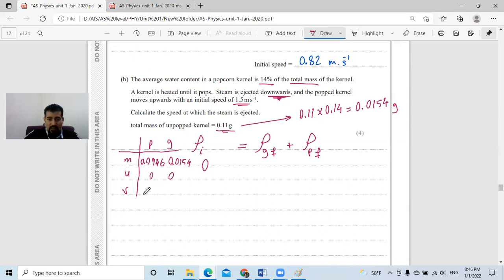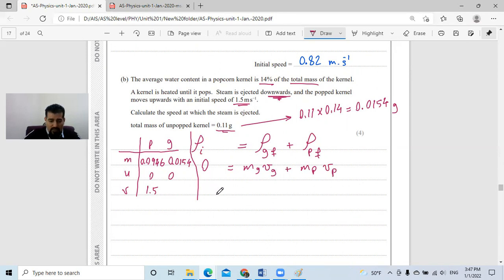Now the speed for the popcorn is what we just found out. No, they give it to us, sorry, 1.5. Okay, how much is V for the gases? So we said the initial momentum before equals 0, so that equals the momentum after: mass of the gas multiplied by the velocity of the gas plus mass of the popcorn multiplied by the velocity of it.